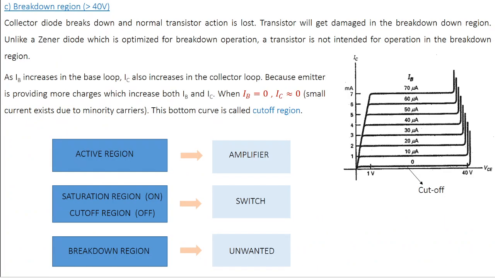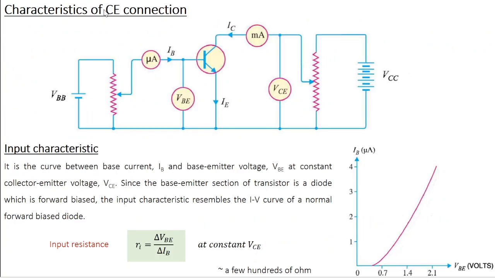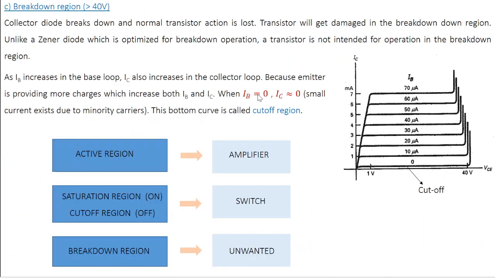So for breakdown, you need to increase VCE above 40 volts. Remember, VCE is the reverse bias voltage here, right? So when you increase reverse bias beyond a point, we know what happens: due to the avalanche effect, a large number of minority carriers are generated at the junction. Because of this very high flow of minority carriers, a large amount of heat is generated. As a result, the collector diode breaks down, right?